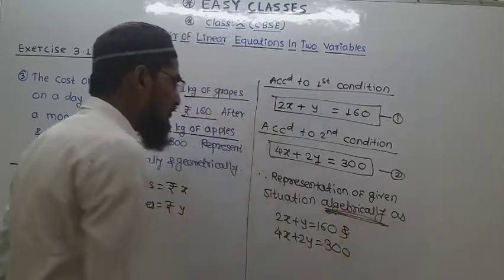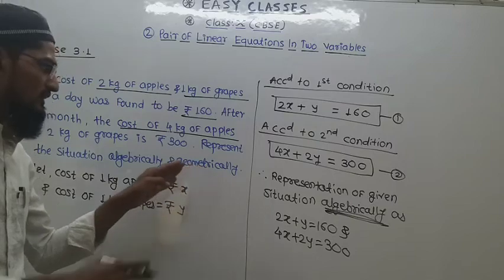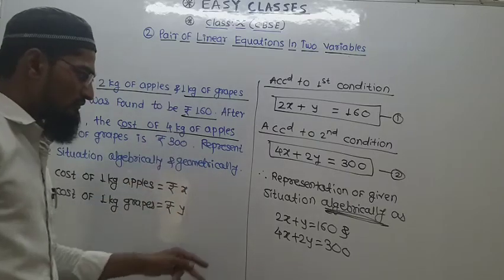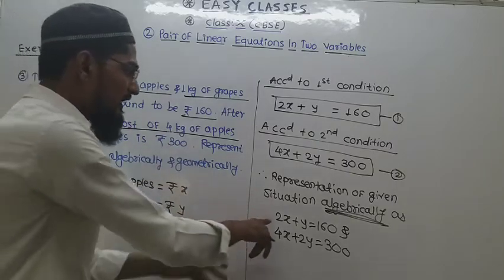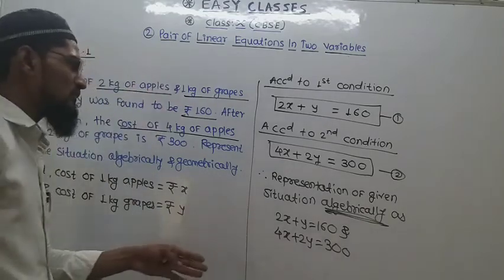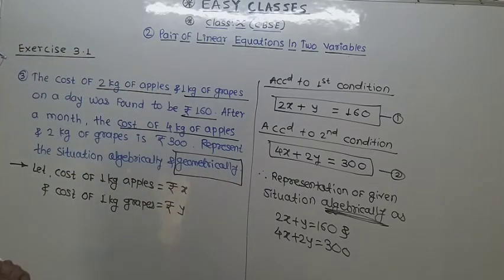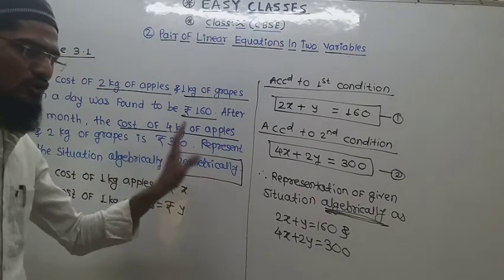Now we have to find it geometrically. So it is homework for you because we got the two equations, and with the help of two equations you can easily find the graph of the given situation. So you draw your own.